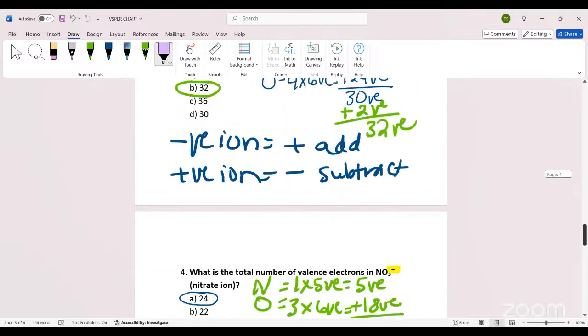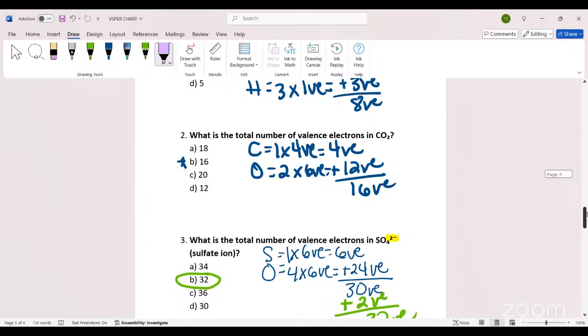Now, we did do the math for carbon dioxide, which is 16 valence electrons. So I won't do the math again, but we're going to actually draw this out.